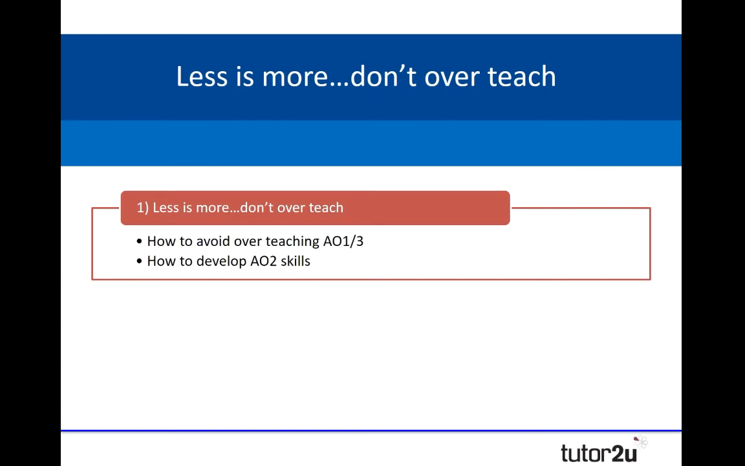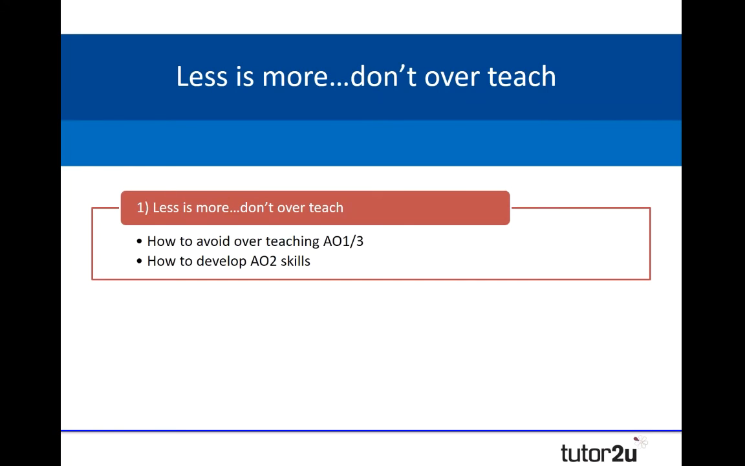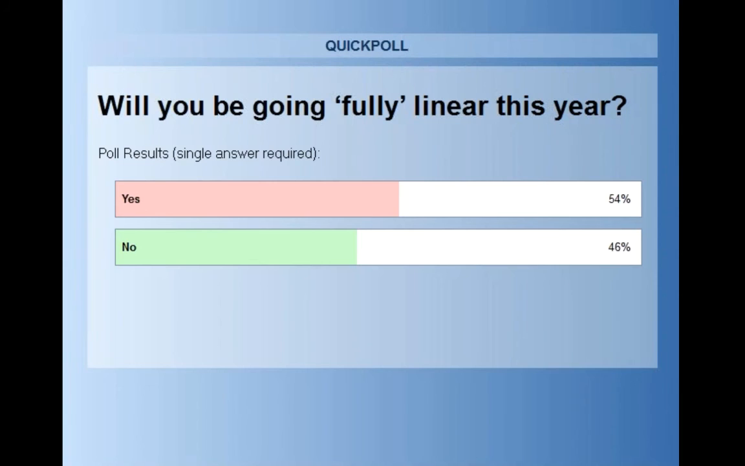Okay, brilliant. So about 20% of you in here are new to AQA, so hopefully you'll get lots from this evening, and hopefully the same for the other 80% of you. Just one more question that I'm really curious about. I want to know who out of you are going fully linear this year. So for your new group of AS students or Year 1 students, will you not be entering them for the exam? So you're going fully linear this year, yes or no? Very interesting. About 50-50 on that one. That's interesting, slightly different to what I would have assumed, but very good stuff.